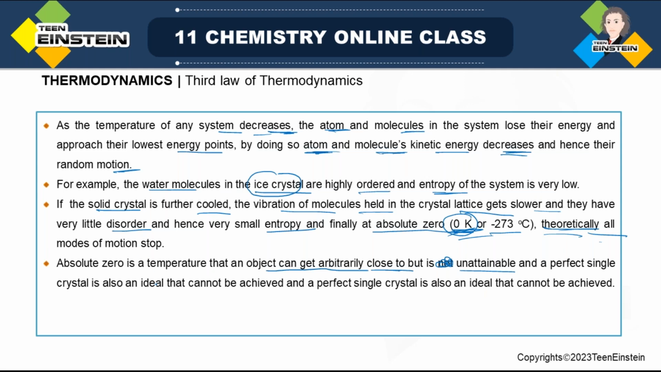And a perfect single crystal is also an ideal. That means if this temperature we cannot attain, then whatever we said in the previous statement, that at 0 Kelvin theoretically all modes of motion stop, and that a perfect single crystal exists, is also an ideal concept. As you cannot attain 0 Kelvin or minus 273 degrees centigrade, this perfect single crystal is also an ideal situation and cannot be achieved.